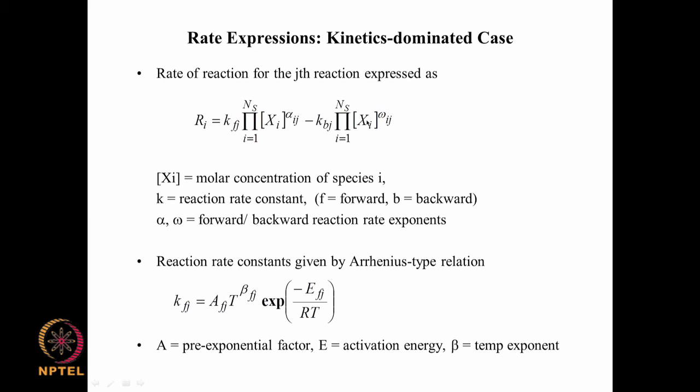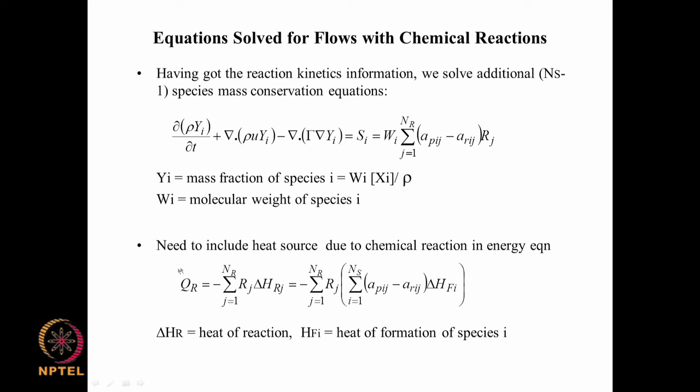So then we can substitute those things and get the rate of reaction, and from this rate of reaction we can evaluate the overall heat source for each reaction, times the delta H, the heat of reaction of that particular reaction, and summed over all the reactions this will give us the total rate of heat generation from the set of all these reactions. So, having got the reaction kinetics information, we solve additional NS minus 1 species conservation equations.